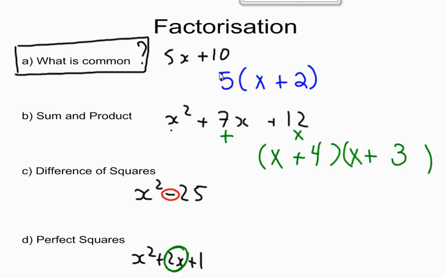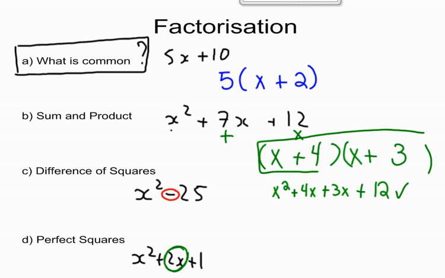And to check that, we can expand it again. So we can do FOIL. We can do x squared plus 4x plus 3x plus 12, and we get the original equation that we started with. So this checks. So this is fully factored in this step.